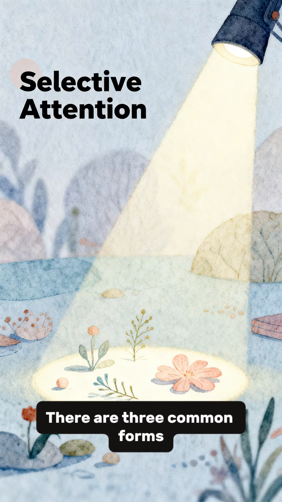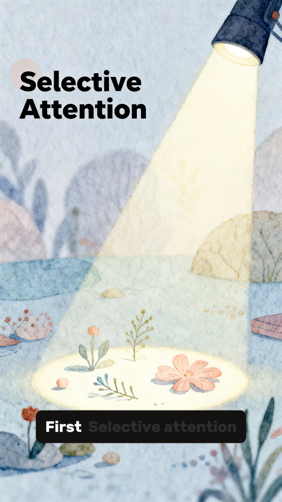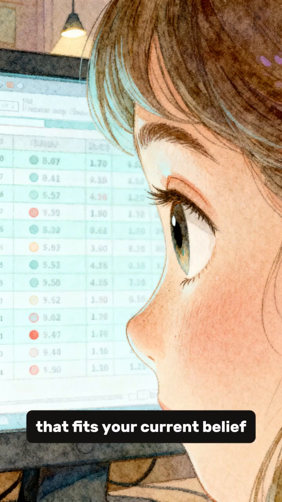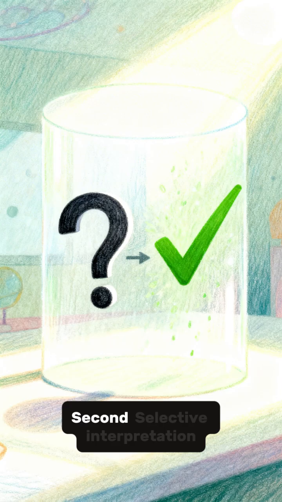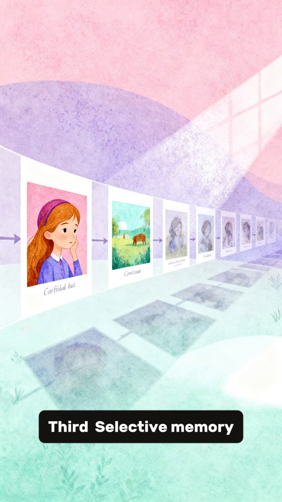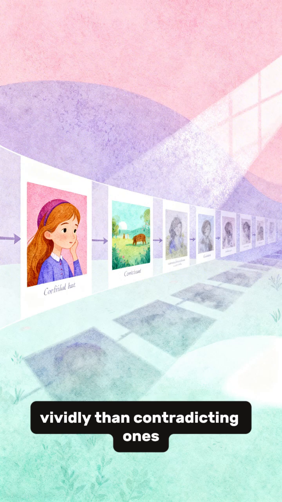There are 3 common forms of confirmation bias in feedback situations. First, selective attention. You notice only evidence that fits your current belief. Second, selective interpretation. You reinterpret neutral or ambiguous feedback as supportive. Third, selective memory. You remember confirming events more vividly than contradicting ones. Over time, this creates narrative reinforcement. You become more certain, not necessarily more accurate.